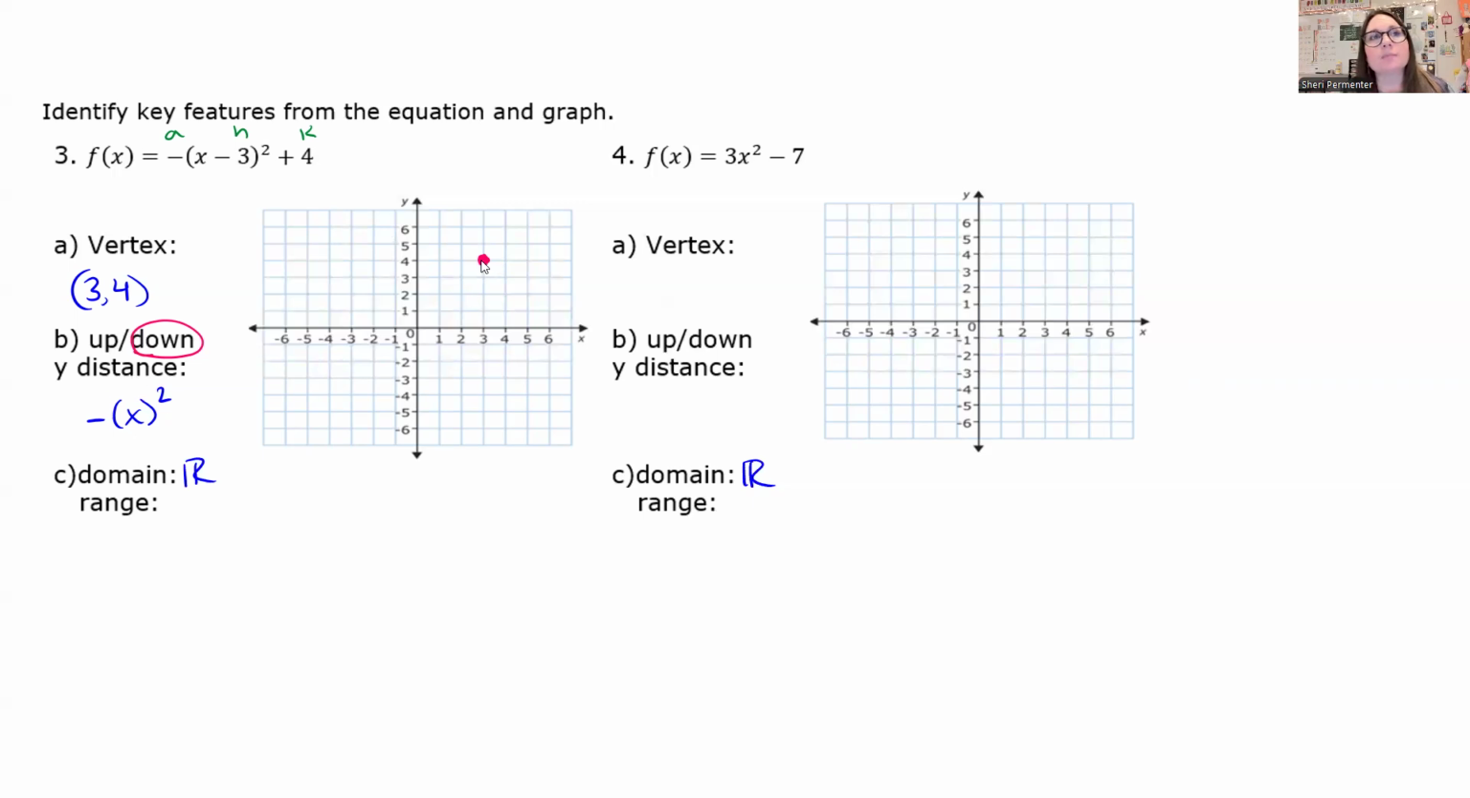If I go over 1, well, what's 1 squared? 1. And then this just says make it negative. Instead of going up, I'm going to go down. So I go down and put a point. I'm going to go over 2. Well, what's 2 squared? 4. Now make it negative. So I go down 4. If I go over 3, what's 3 squared? 9. And this says make it negative. So I go down 9.